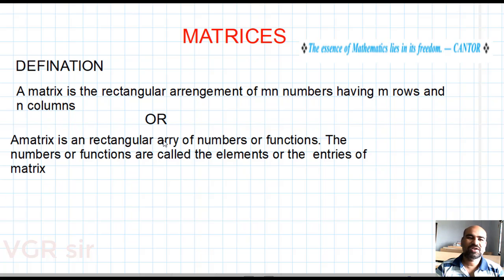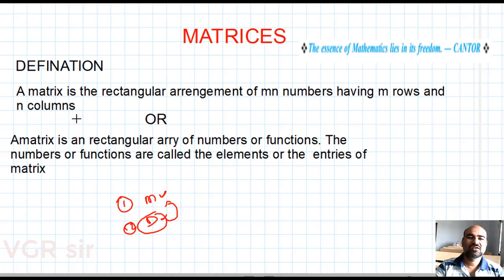So matrices is important. Actually, we have two parts: one is matrices and another is determinants. So first of all, matrices, after that the determinants. The determinant chapter fully depends upon a special type of matrix called a square matrix. Okay, matrix is singular, matrices are plural.